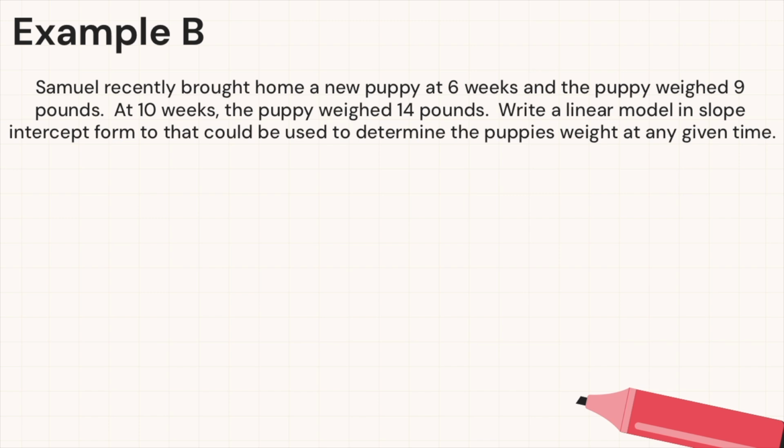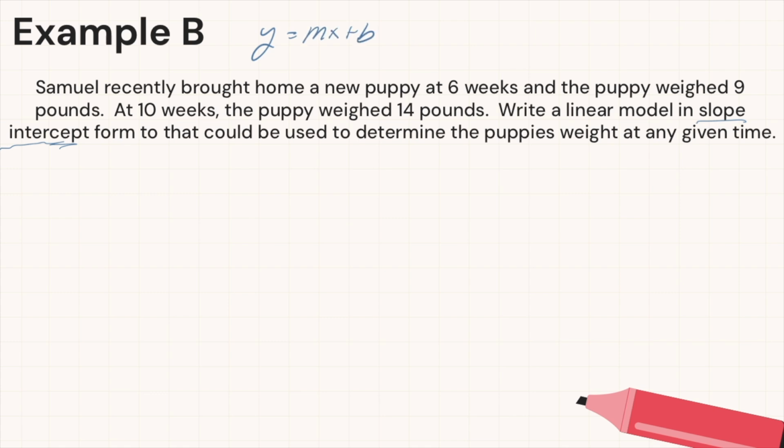Here we are at example B, and it says Samuel recently brought home a new puppy. At 6 weeks, the puppy weighed 9 pounds. At 10 weeks, the puppy weighed 14 pounds. Write a linear model in slope-intercept form, so that's important because we're going to want to write this in slope-intercept form, that could be used to determine the puppy's weight at any given time. So we need slope-intercept form, so let's write that down, y equals mx plus b, because that's the form that we're going into.